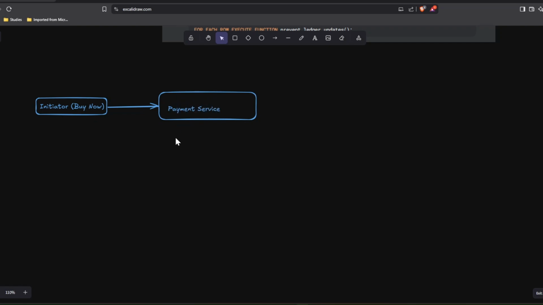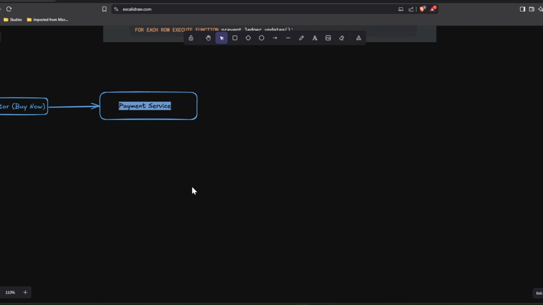So now I have an initiator. Suppose the initiator can be something like buy now, and from buy now it will go to our payment service. What this payment service will do is insert the data into the payment event and the payment order tables. So here the payment event and payment order tables will come into place.